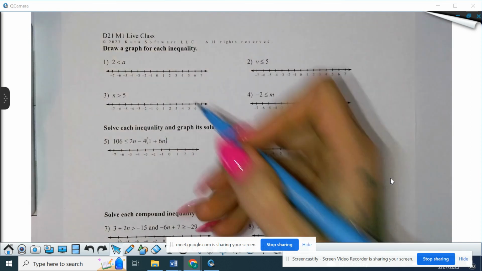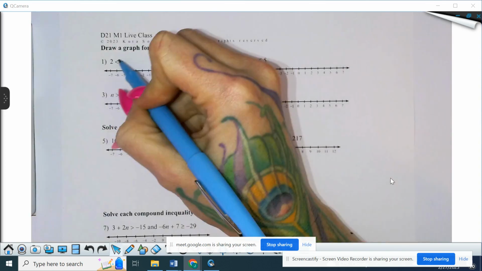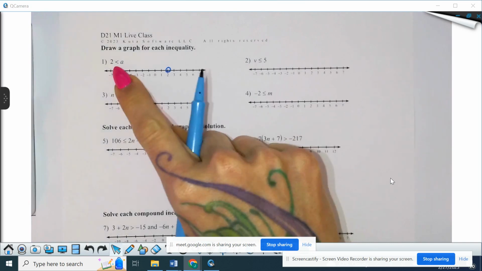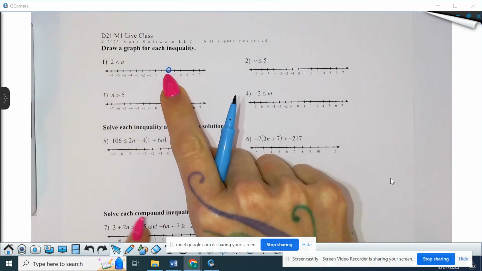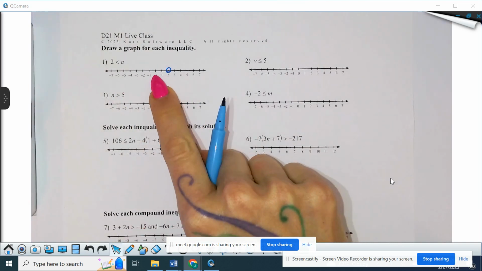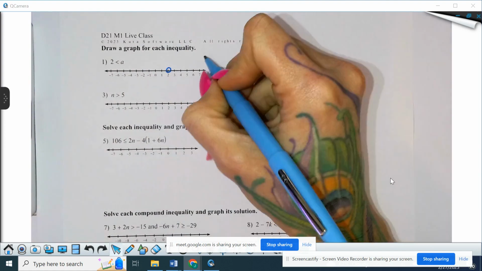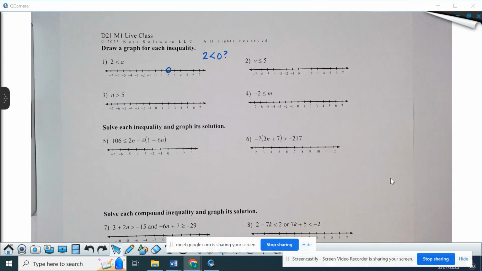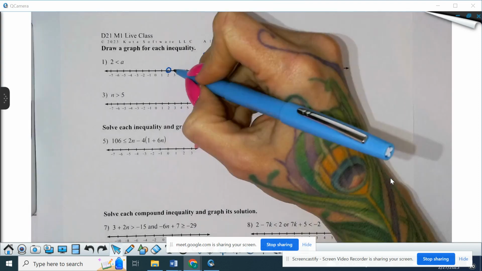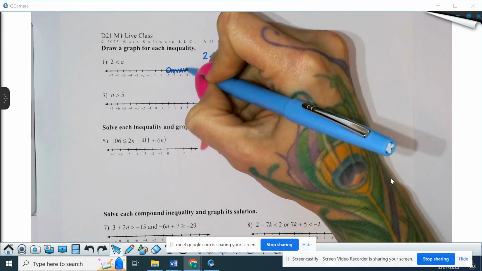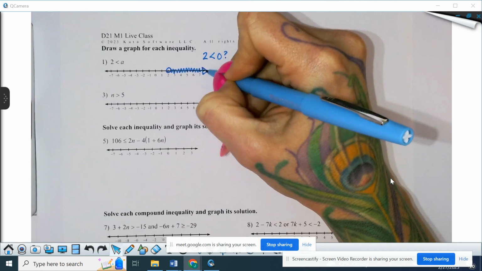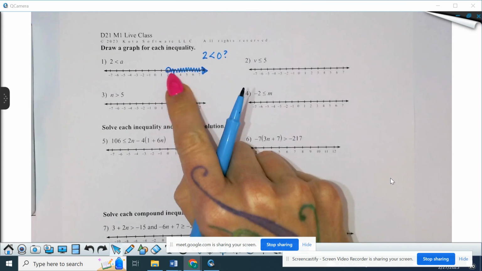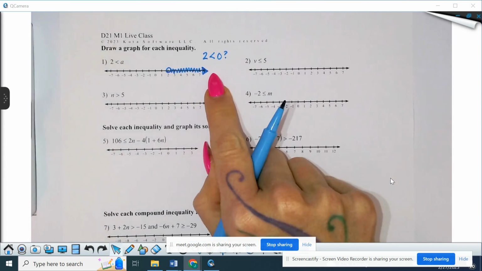So if it's 2 is less than A, so we know we're going to go to 2, start with an open circle. There's not an equal to, so you're going to leave it open, and then you're going to choose a test point. And as you guys have picked up, my favorite's always 0. So is 2 less than 0? In that case, that's a no. So we're going to shade away from 0, so in the opposite direction. Hopefully, some of you also read it backwards: A is greater than 2. So not 2, but everything larger than 2 is this way.